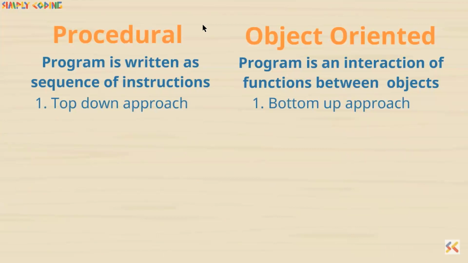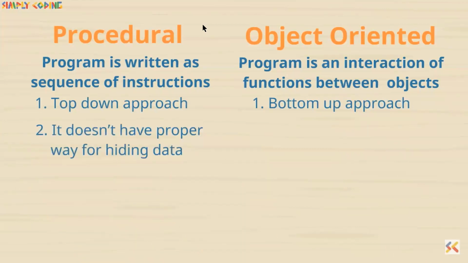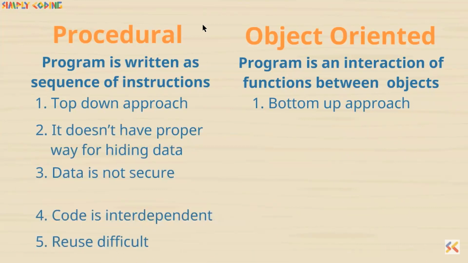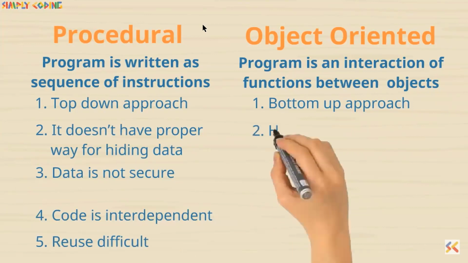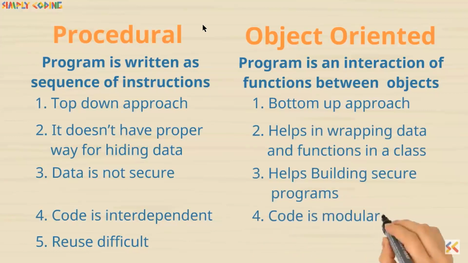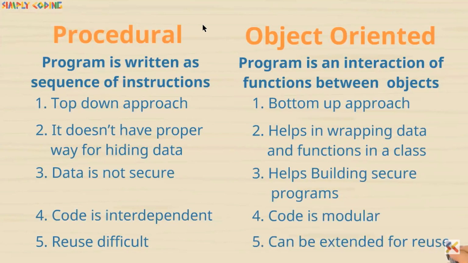The disadvantage of procedural language is that data is not secure. Code is interdependent, which makes reuse difficult. Object-oriented languages model real world, so is easier to relate to. It helps in wrapping data and functions in a class, which helps build secure programs. Code is modular and can be extended for reuse.